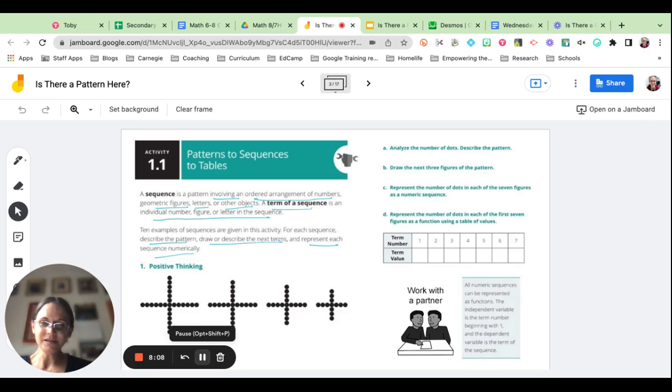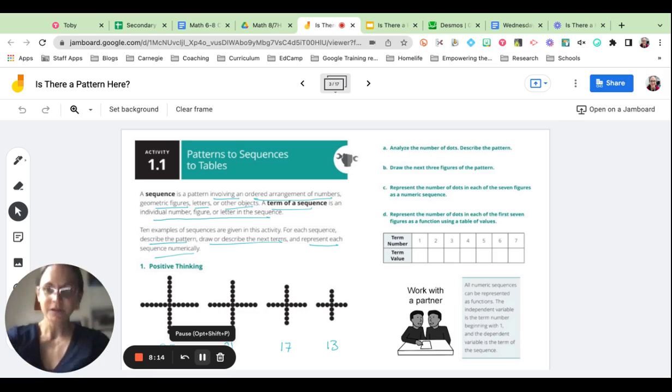All right, you've hit play, so that means you're ready to talk. All right, so here's the number of dots in each plus sign here. If I was going to describe these, I would say what's going on is we're subtracting 4 each time. So if I wanted the next term, that's what I would do. I would subtract 4. Could I draw the next 3 figures in this sequence?